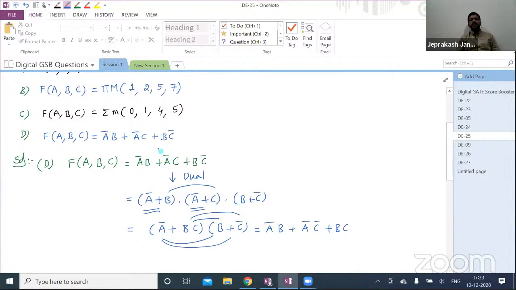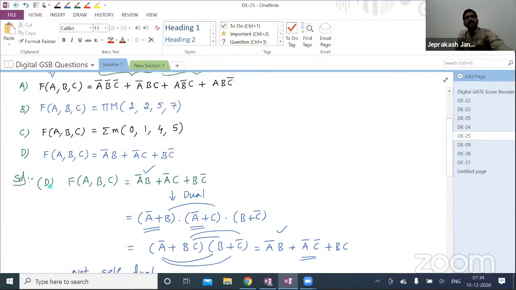Now just observe a bar b. Yes, this term is matching. Then a bar c here you're having, but a bar c bar is there, so this term is not matching. Here bc bar is there, bc is there, right? So that means this particular function is not self-dual. The corresponding dual function is different, right? So option D is not a self-dual.